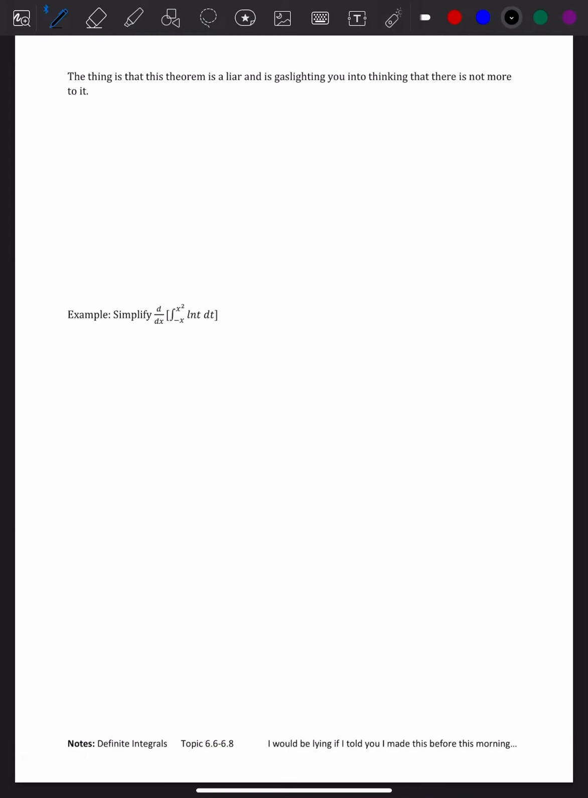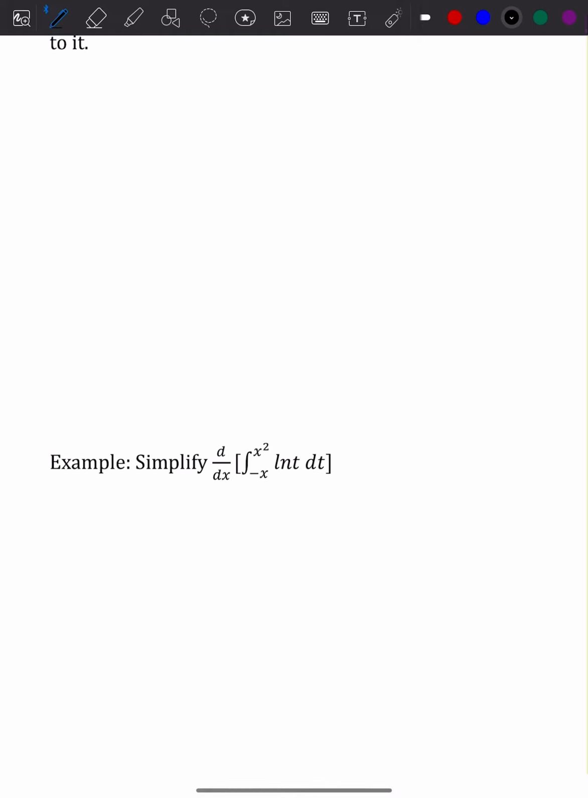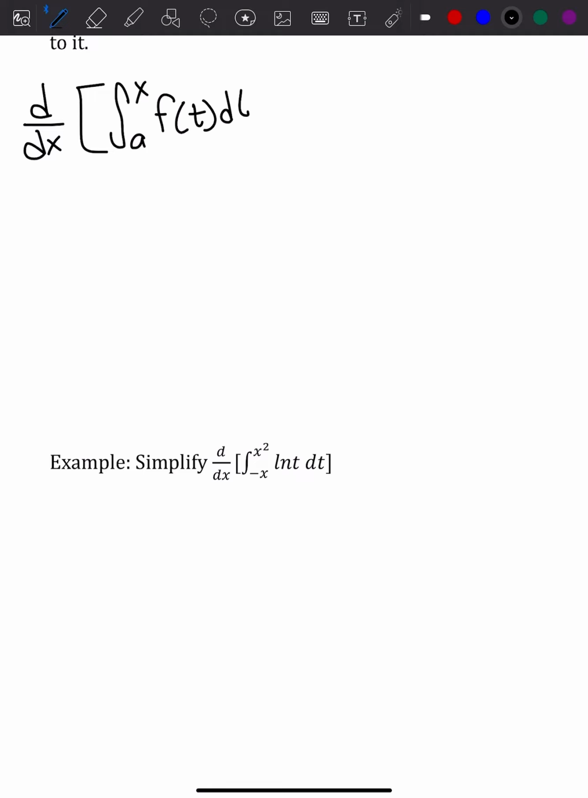So the thing about this theorem is that I think it's a liar, and I think it's gaslighting you into thinking that it's not something more than what it actually is. So we're going to rewrite this in a slightly different way. So we have the derivative of our original piece here, and that piece is the integral from a to x of f of t dt.